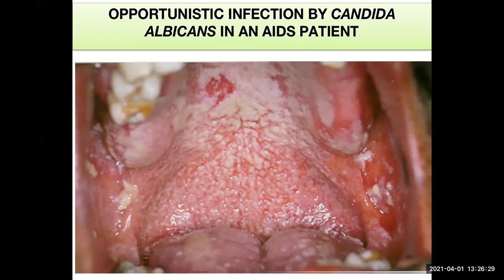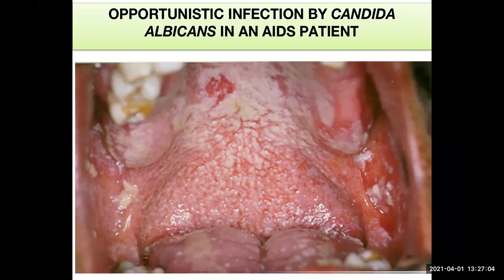Now look at this picture here. This is an extensive type of candidiasis of the oral cavity, and this patient has AIDS. It is written there. See, these are all patches of Candida in the oral cavity. If any patient comes to you like this, don't only think about Candida. Think about why such extensive candidiasis occurs in this patient. What is the reason behind it? What may be the mechanism?